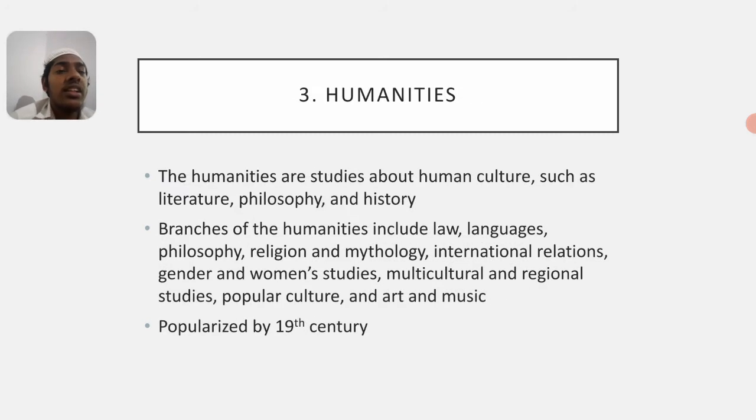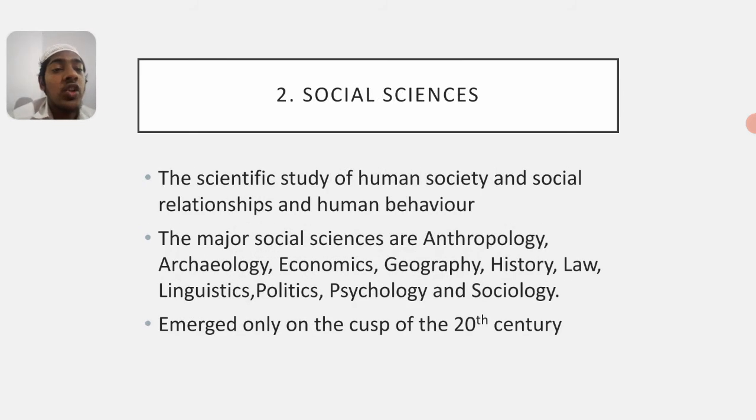Then the third one is humanities. Humanities are studies about human culture, such as literature, philosophy, and history. This is human oriented studies. Humanities are human oriented studies, but social science studies human relationships, human behavior and social relationships.